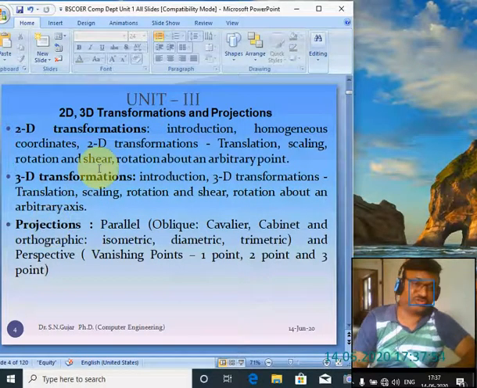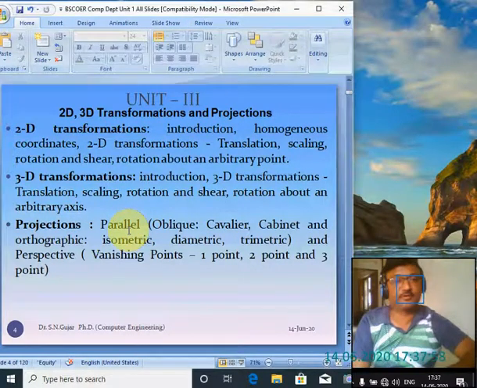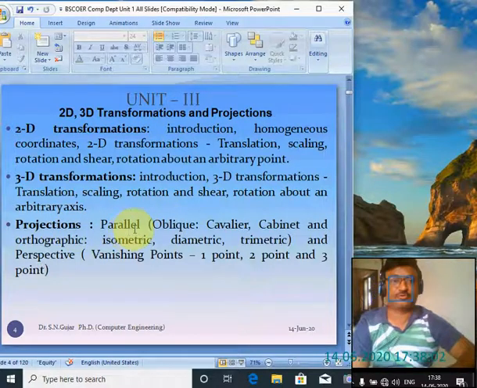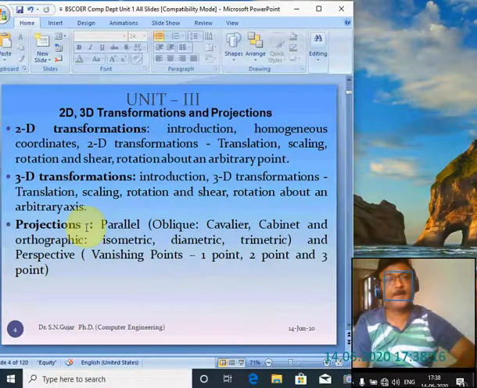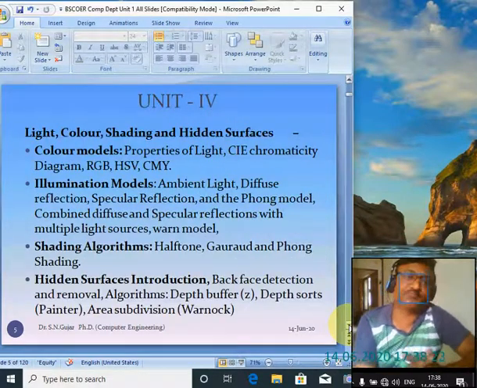Now then come to the projections. The projections you have already learned in engineering graphics: the parallel projection, oblique projection. So this is the oblique projection, and cavalier, cabinet and orthographic projection. That has isometric, dimetric and trimetric projection. Here again the perspective projection and vanishing point: 1 point, 2 point and 3 point projection. So these are all things you are going to learn in unit number 3. It also requires 8 lectures.